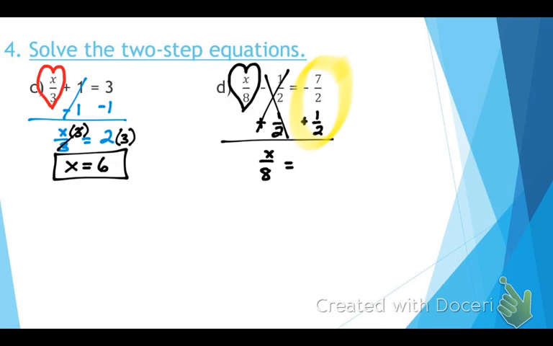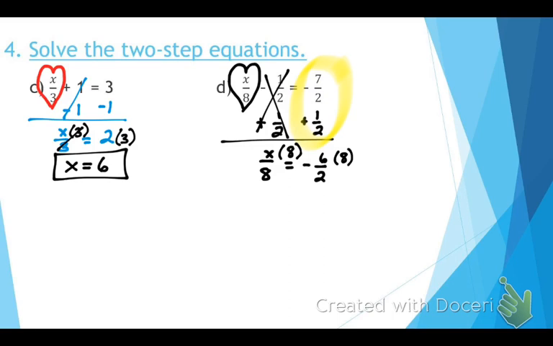Do I have same sign or different sign? Different signs. Subtract the numbers and take the sign of the larger number. What's 7 halves minus 1 half? Negative 6 over 2. Okay, so it should have been negative 6 over 2. Am I done? No. Your whole goal, if you remember, is to get the variable by itself. What is not allowing that variable to be alone? The 8. So you got to multiply by 8 in order to get rid of divide by 8.